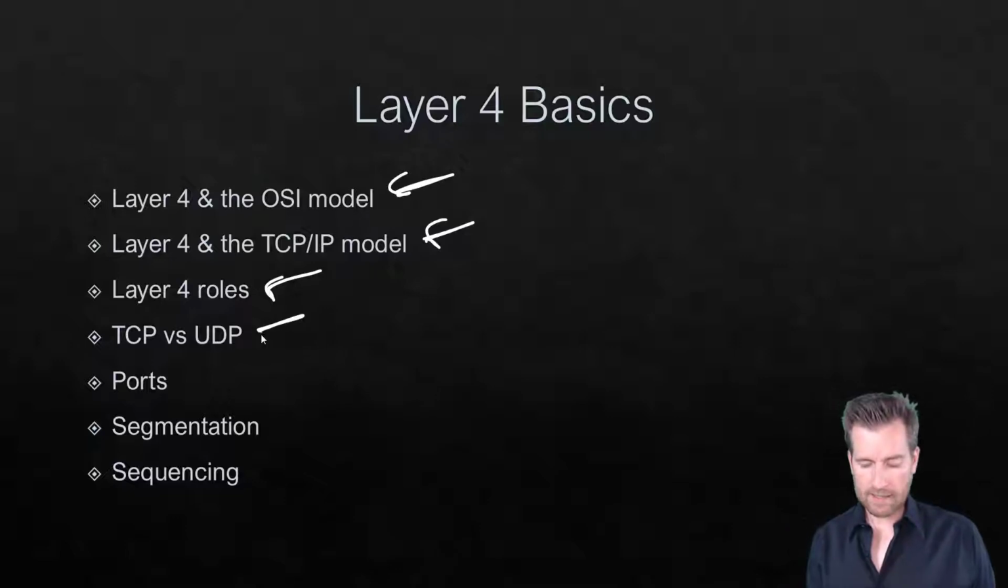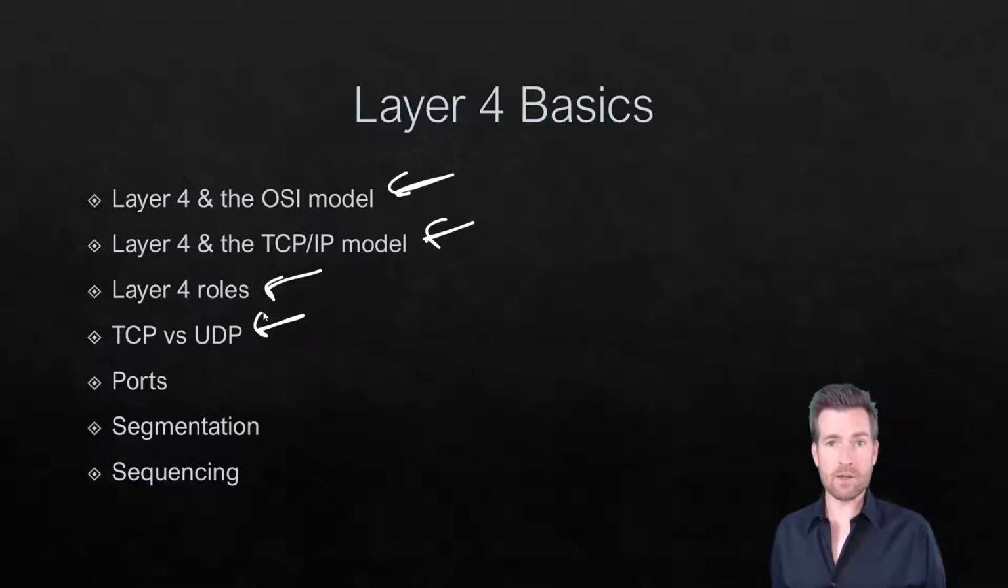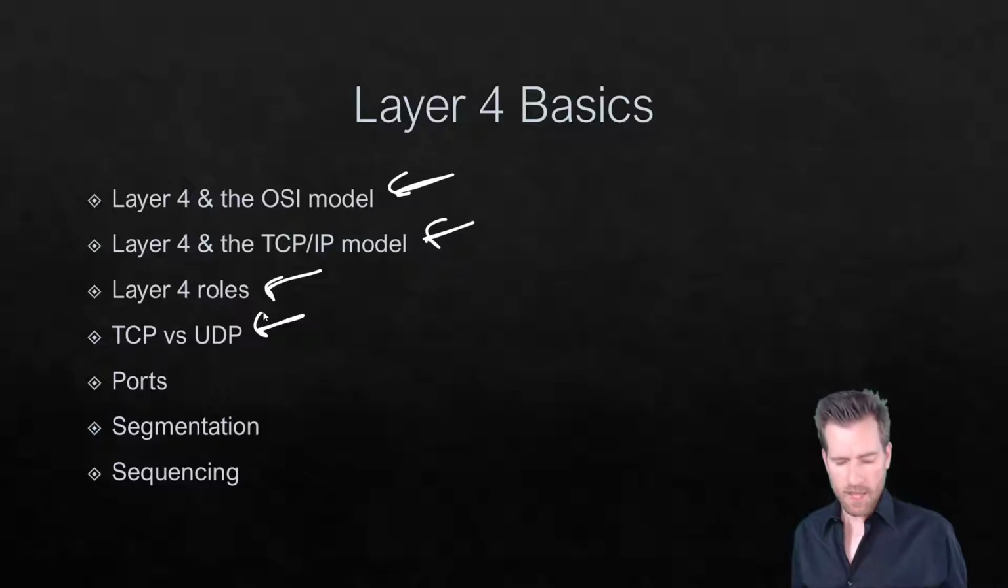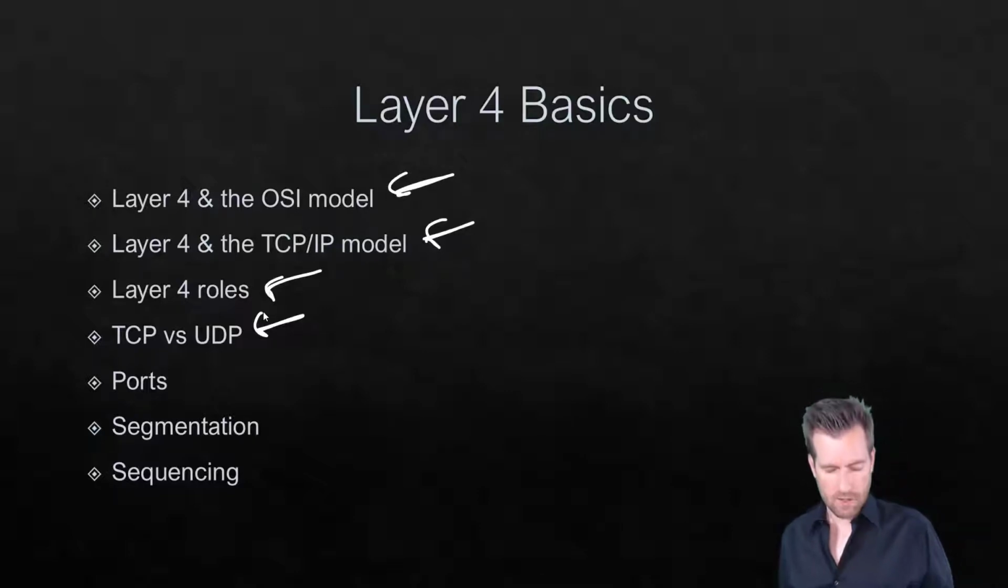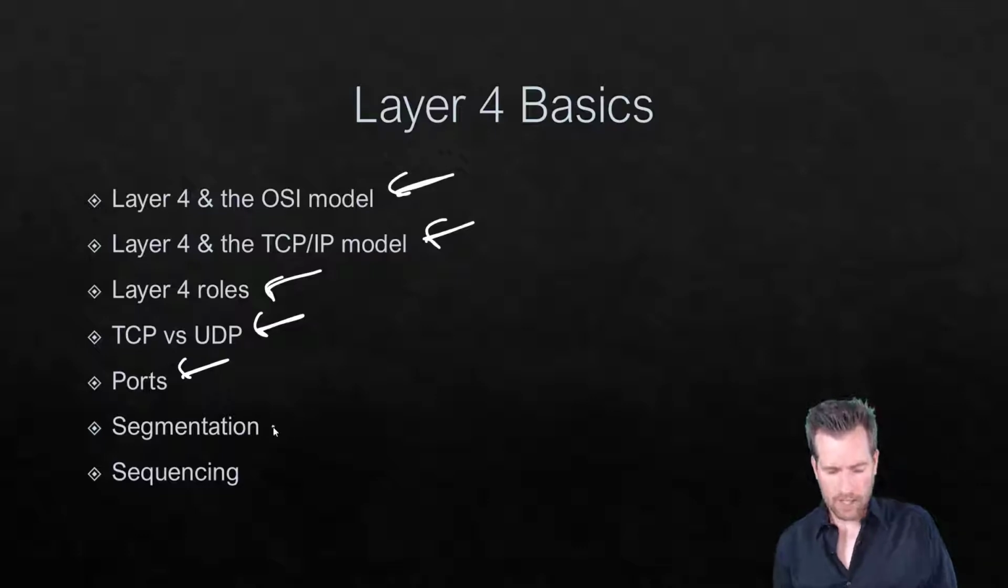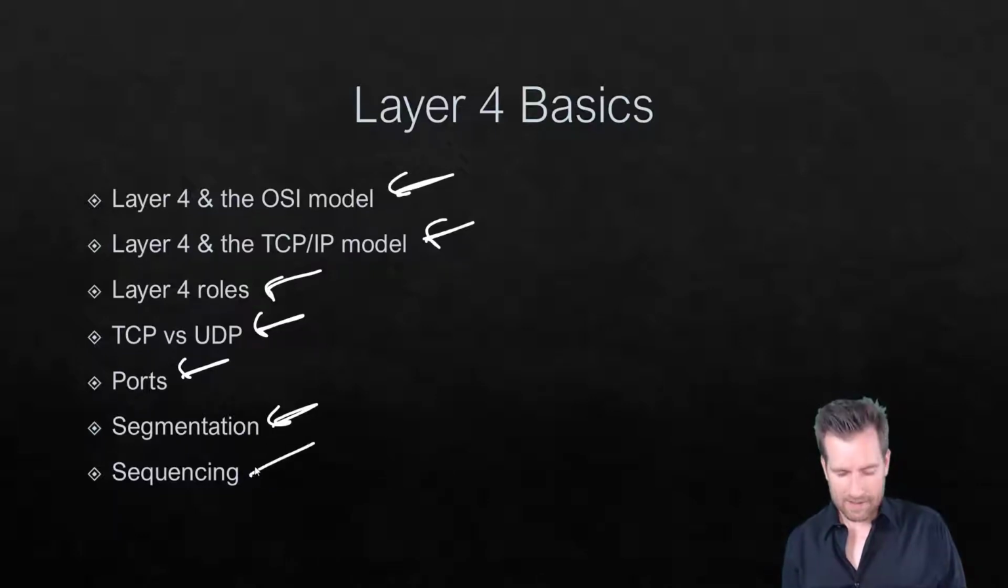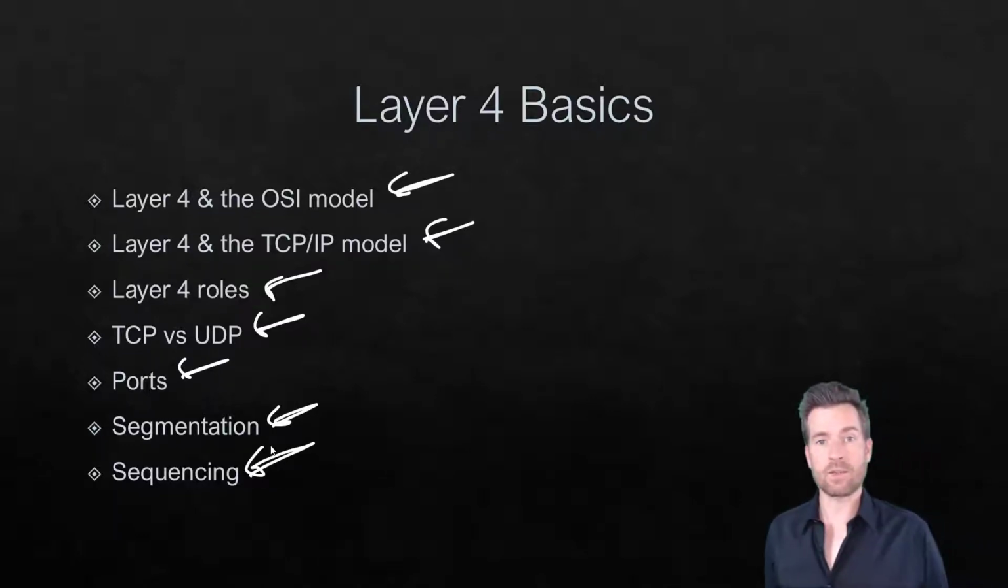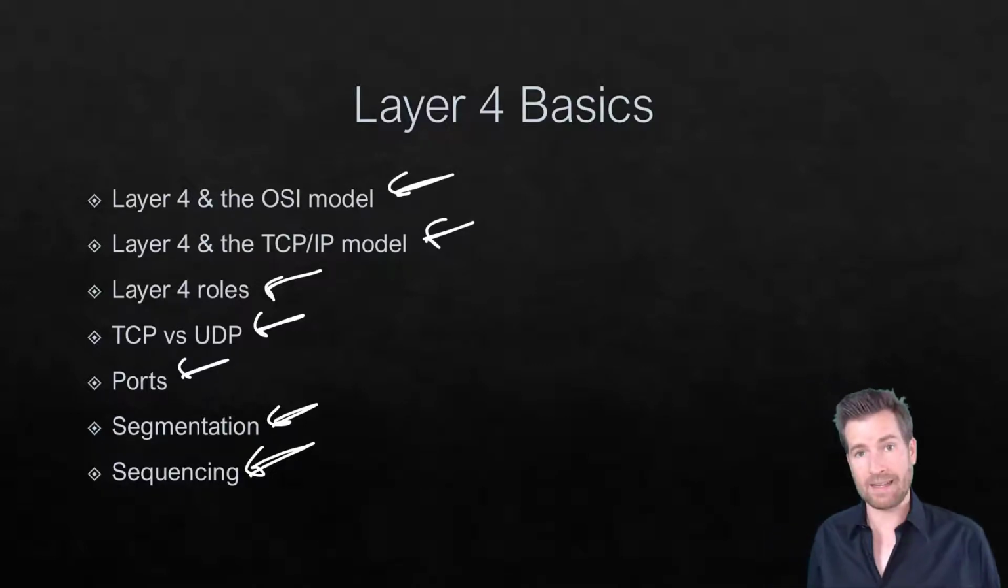Then we'll take a look at the difference between TCP and UDP. There are other protocols out there, but TCP and UDP are the common ones within the networks that we have today. So let's take a look at TCP and UDP. We'll talk about ports and what ports look like. We'll talk about segmentation, and TCP has sequencing. So we'll wrap things up with sequencing.